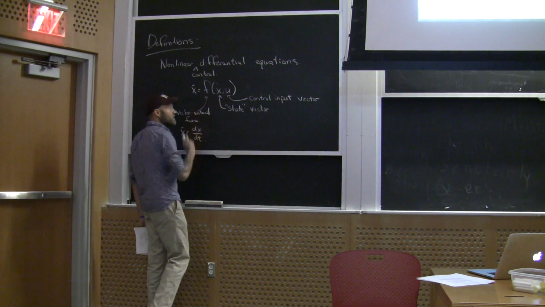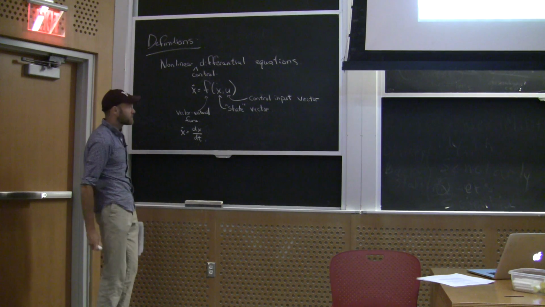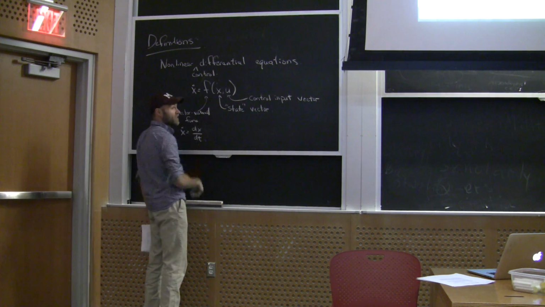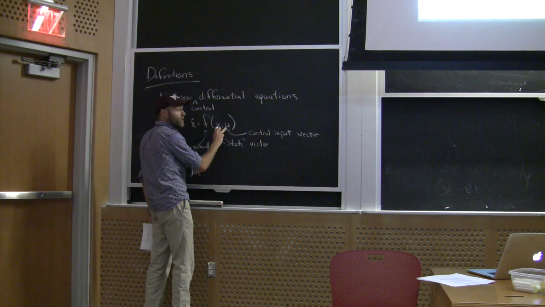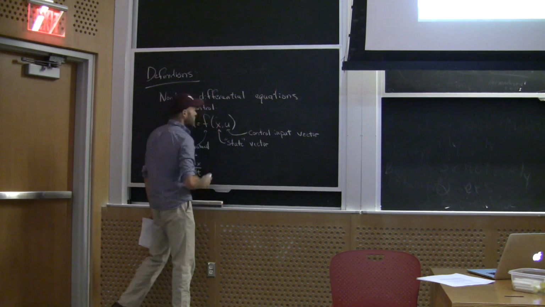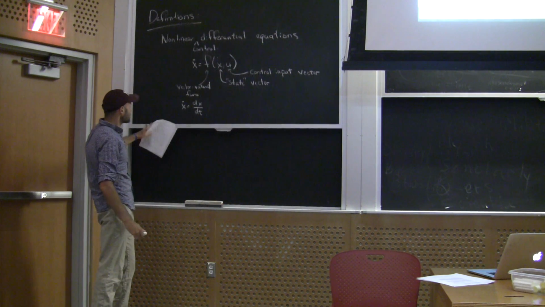So u is the thing that my actuators are going to do. It's the output of my control system potentially. It's the thing I get to choose in this equation. So I get to pick what u is. I get to design u in order to try to make maybe x do something that I want. Okay.